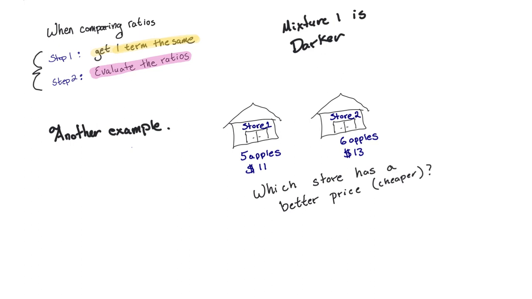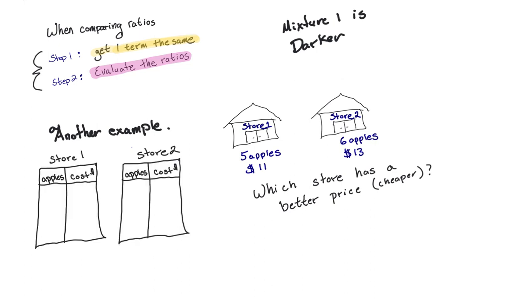Okay, let's solve this problem the exact same way that we did the other. So first, starting off, I'm going to set up a ratio table where I have 5 apples for $11 in store 1, and store 2 is going to have 6 apples for $13. So first step, I want to get one of my terms to be the same. So I either need to get the apples to be the same or the cost to be the same. And when I look at these, it's not as apparent, is it, which one I should choose?